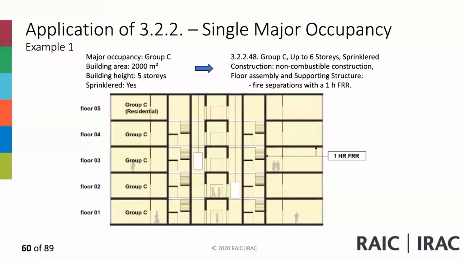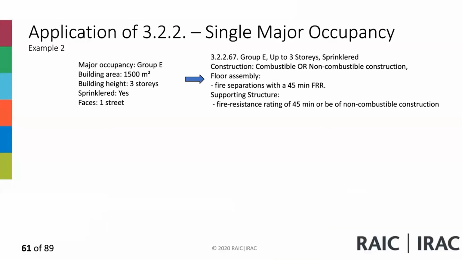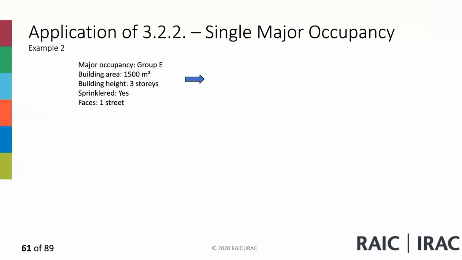Now I have to look at a single major occupancy. I have a group E, retail, mercantile, 1,500 meters squared. So this is a store. I have a building height of 3 stories. The building is sprinklered and it faces one street. So the building faces one street. It's got 1,500 meters squared. It is sprinklered. It's 3 stories in building height. So what would be the type of construction?